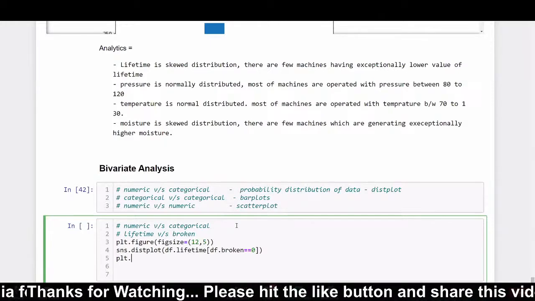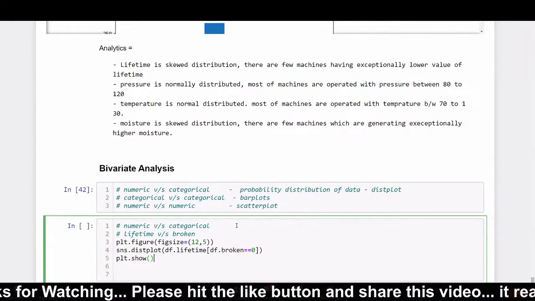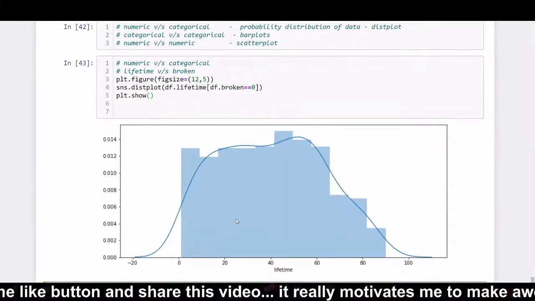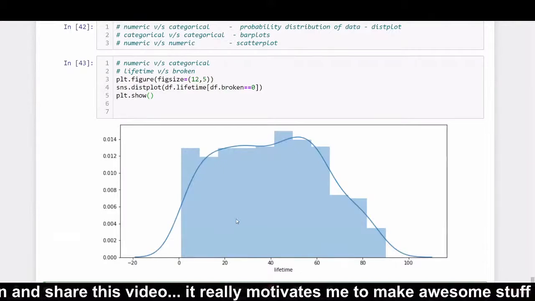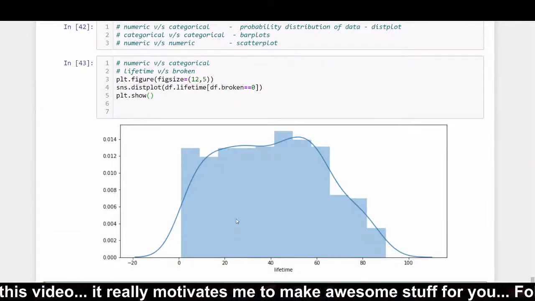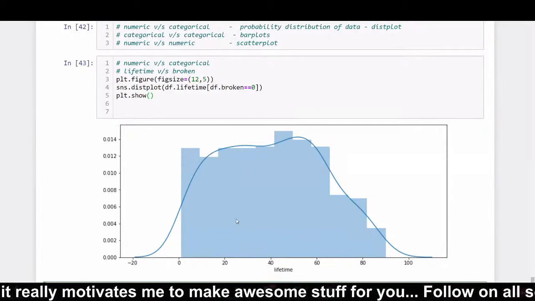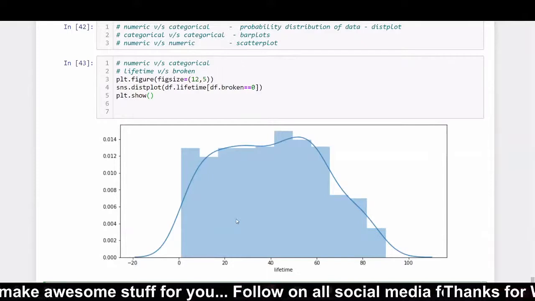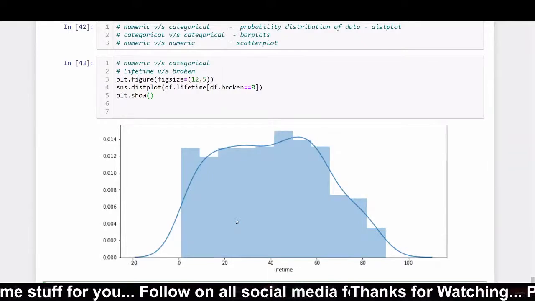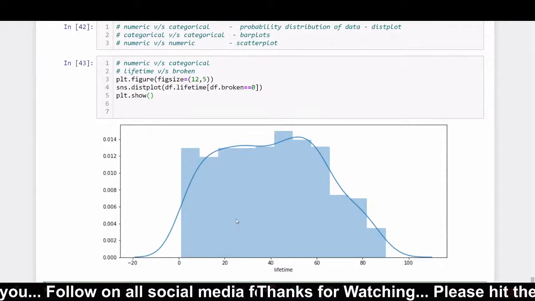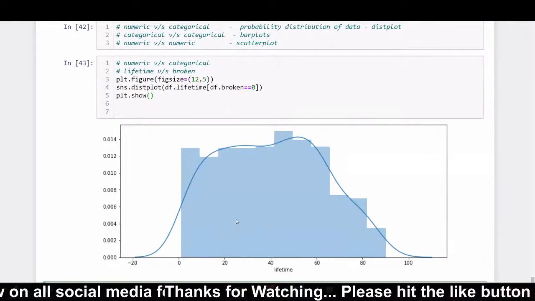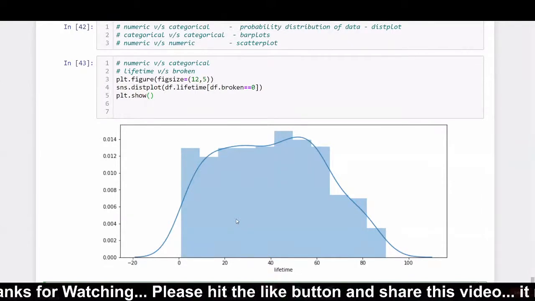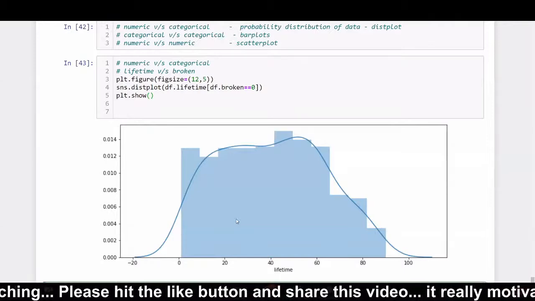If I simply do plt.show, this graph at the moment represents the distribution of lifetime of the machines which are not broken, right? So it's representing the data of those machines which are not broken. You can see that the x-axis represents the lifetime and the y-axis represents the probability distribution, which is like the percentage of machines existing which are not broken at that particular value.